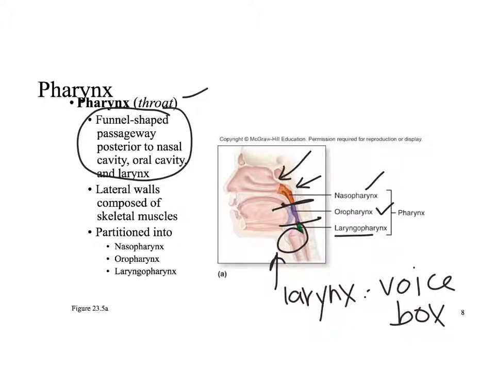Okay, so these become important if you have to tube somebody. So if you have to do an NG tube, you're going to go in the nasopharynx and then out. Or if you're going to put a tube in somebody's mouth, you need to know these parts of the pharynx. Now the side walls of the pharynx are composed of skeletal muscle. And we just talked about the parts.